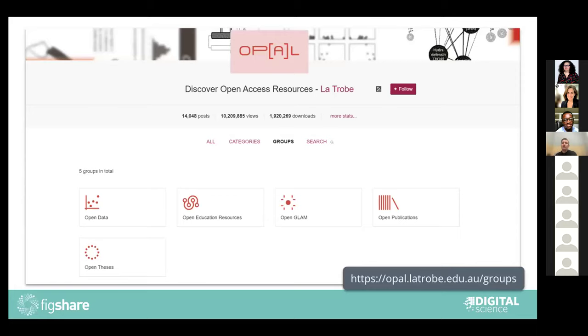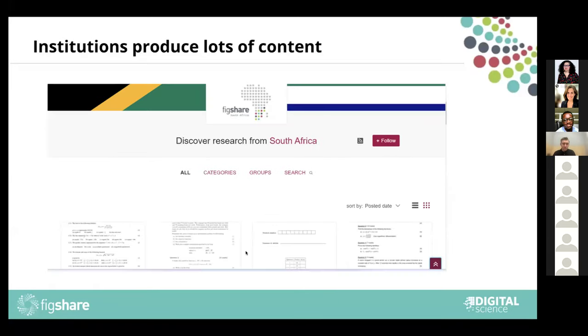When I mentioned the different types of content, we started off being data repositories, but then universities, as I say, researchers generate all different types of content. So this is La Trobe in Australia, and you can see they have open data, open educational resources, open galleries, libraries, museums, open publications, and open theses and dissertations. So they are controlling everything that comes out of the university. They have a copy of everything, and their researchers are getting credit for all of the different things they're making available.